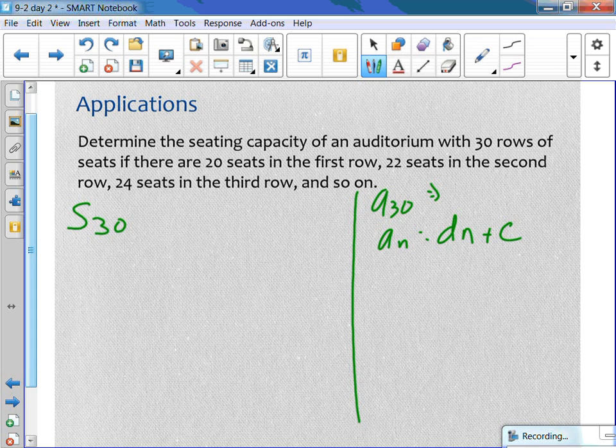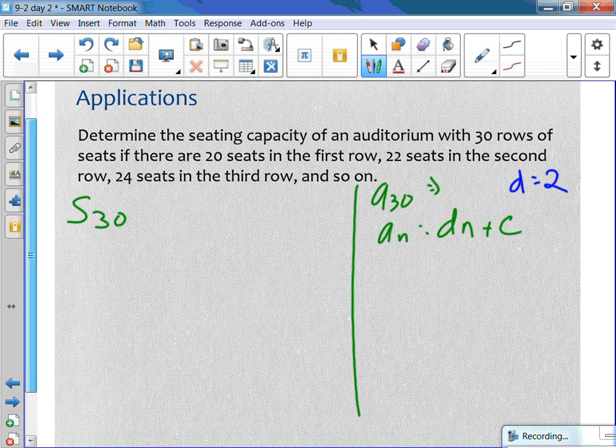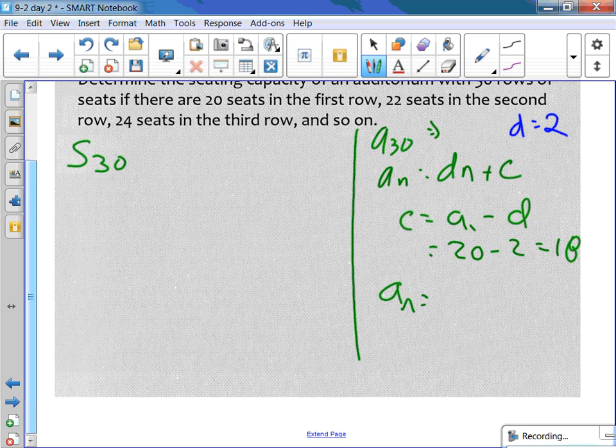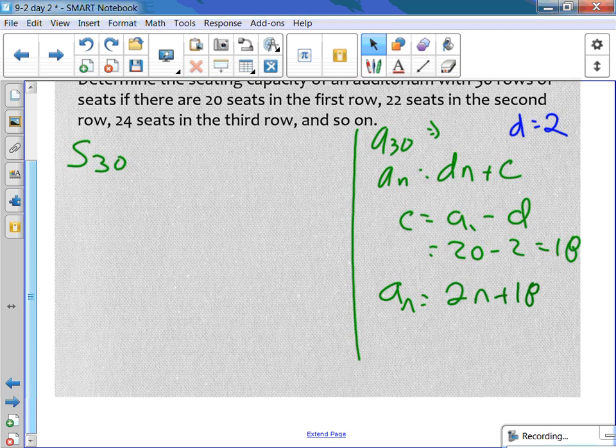So now to find the c, somebody other than Mario? That's my a1 minus d, so 20 minus 2, giving us 18. So then our a sub n becomes what, Abby? 2n plus 18. Absolutely, 2n plus 18. So now I can find a sub 30, yeah?